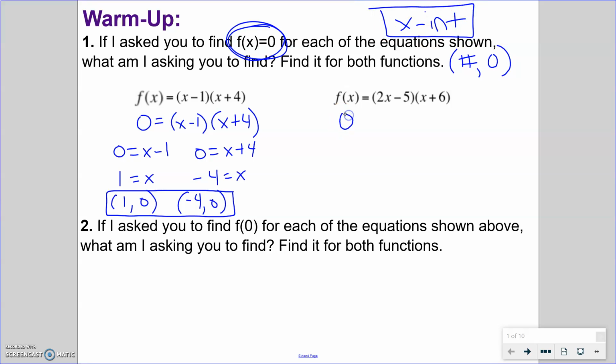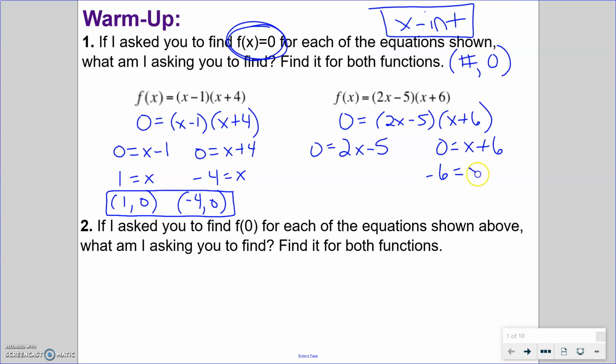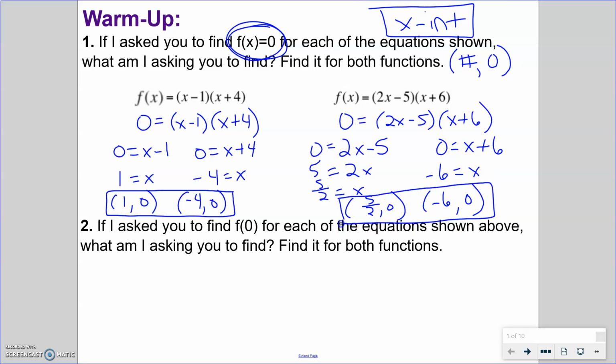Same thing over here, plug in 0 for f of x. What's different about this one is you can't just change the symbol, right? Because the 2x minus 5 is going to give you something different. Now the x plus 6, you're going to get x is negative 6, so (negative 6, 0), that's no big deal. But with the 2x minus 5, when you add 5 to both sides and then divide by 2, you're going to get an x-intercept of 5 halves. So you can't just say your x-intercept is positive 5 because the 2 in front of the x changes that.